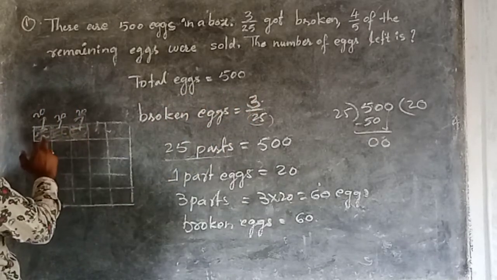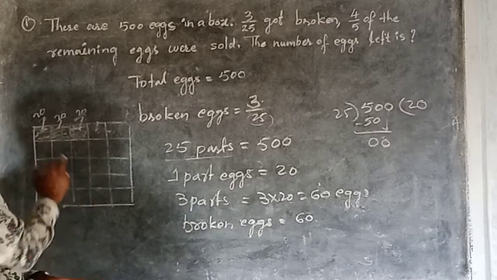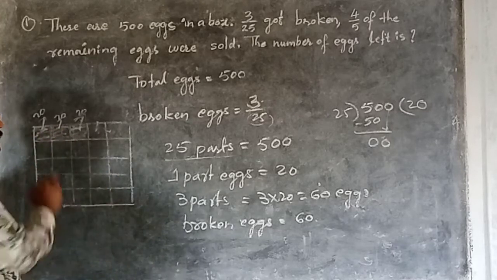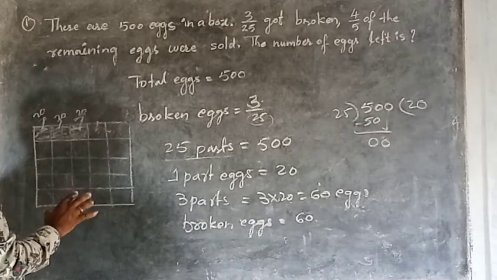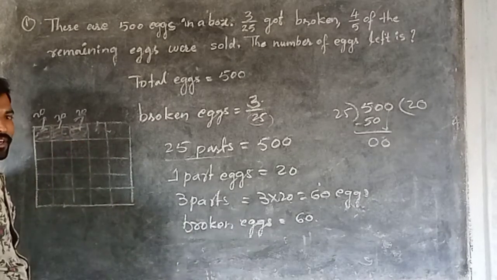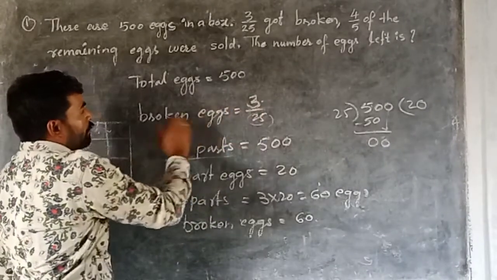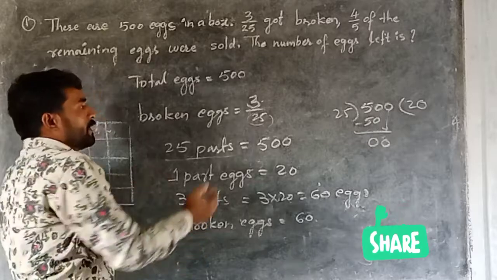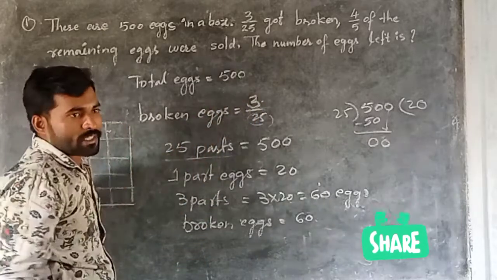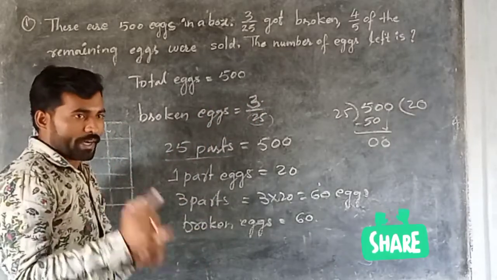These 3 parts of x were broken. ये तीनों parts खराब हो गया. बाकी सब ठीक है. Here 3 by 25 part x were broken. You have to know that these 3 parts means how many x? Broken x how many? You want to find out that.